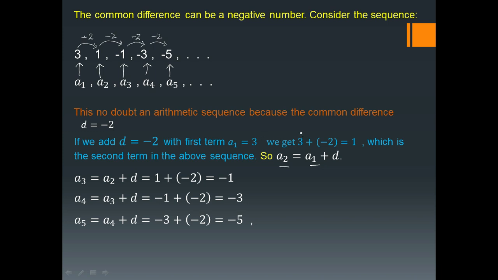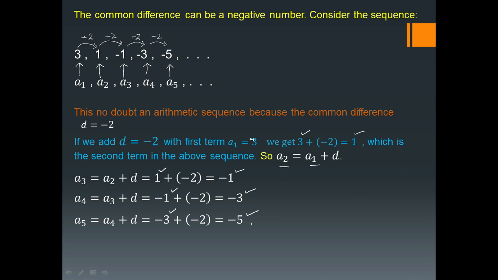This is the first term and we are adding -2 with it and we are getting the second term. Now this is the second term and we are adding -2 with it and we are getting the third term. This is the third term and we are adding -2 with it and we are getting the fourth term. This is the fourth term and we are adding -2 with it and we are getting the fifth term.